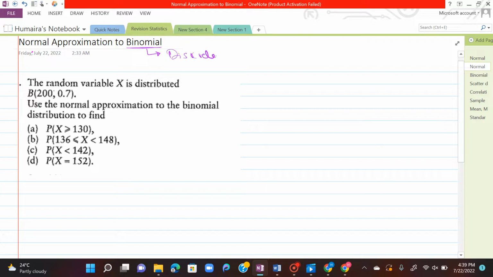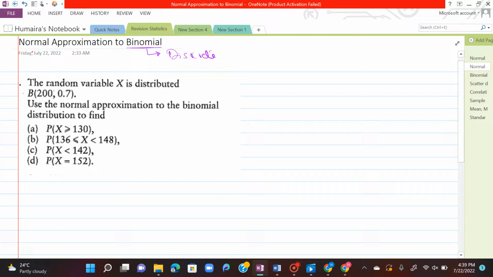But since it's a bit complicated or tedious to solve it by using the binomial distribution, by using certain methods we apply the normal approximation, because that actually reduces our work and a long task. Now, first of all, as I said, the case should be discrete.